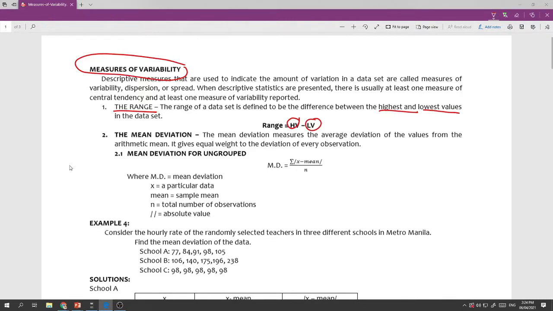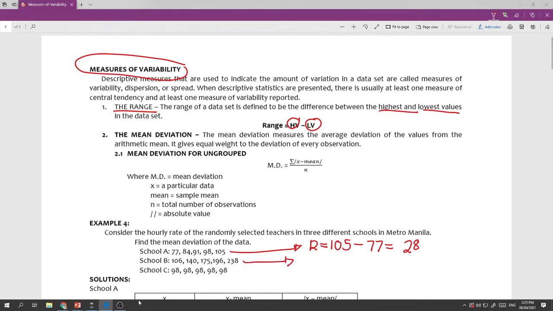In letter A, school A, what is the highest value? 105. What is the lowest value? 77. You subtract 105 and 77. How much is that? 28. Okay, let's go to school B.